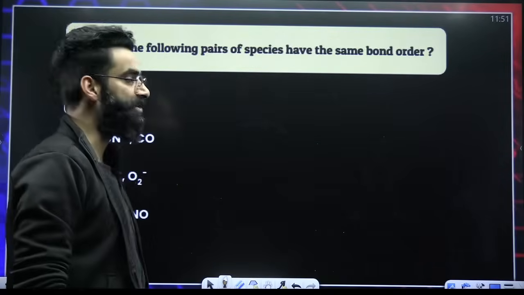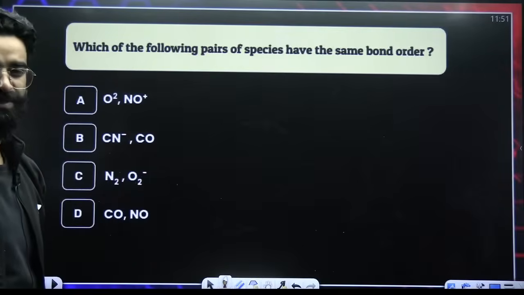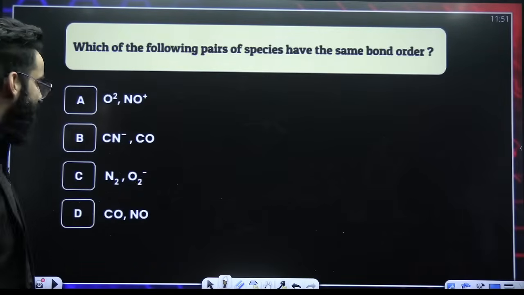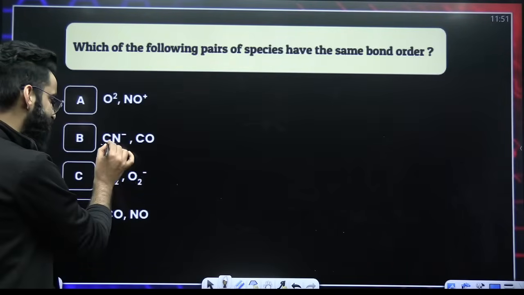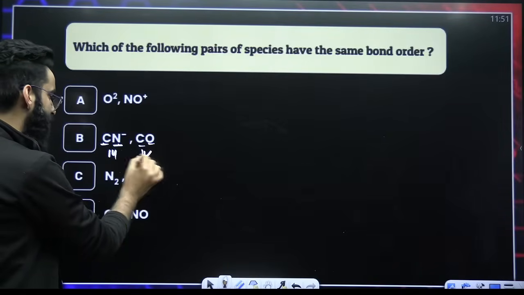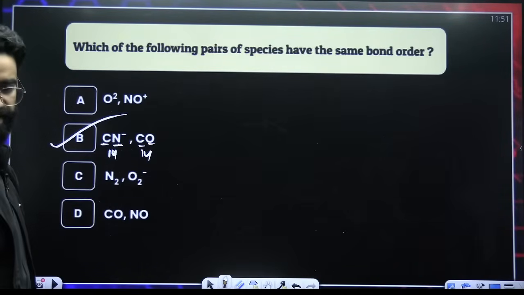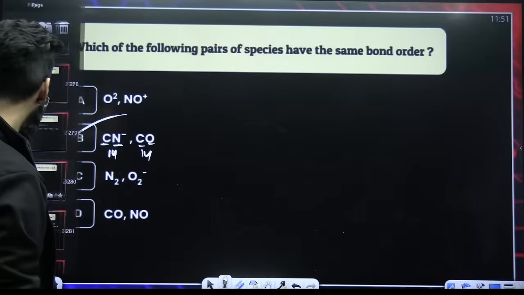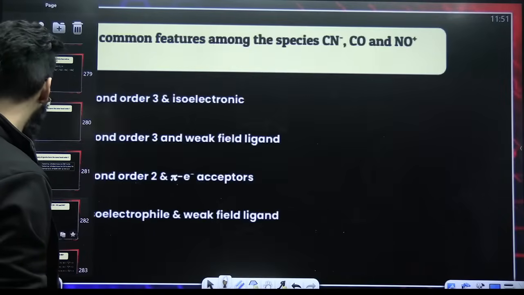Which of the following pair of species have same bond order? Isoelectronic species have got same bond order. Carbon has 6 electrons, nitrogen 7 electrons. 7 plus 6 plus 1, 14. So 8 plus 6, 14. Isoelectronic species. Bond order same.